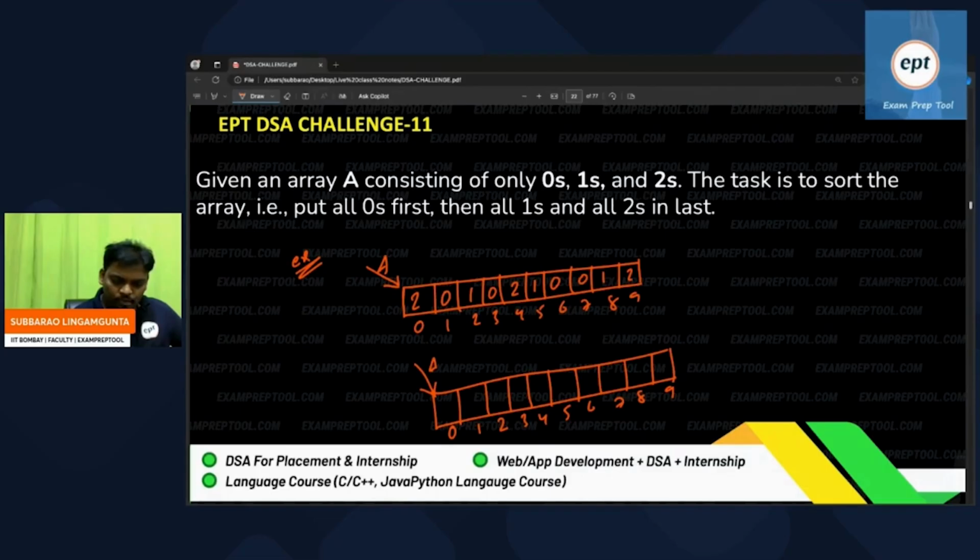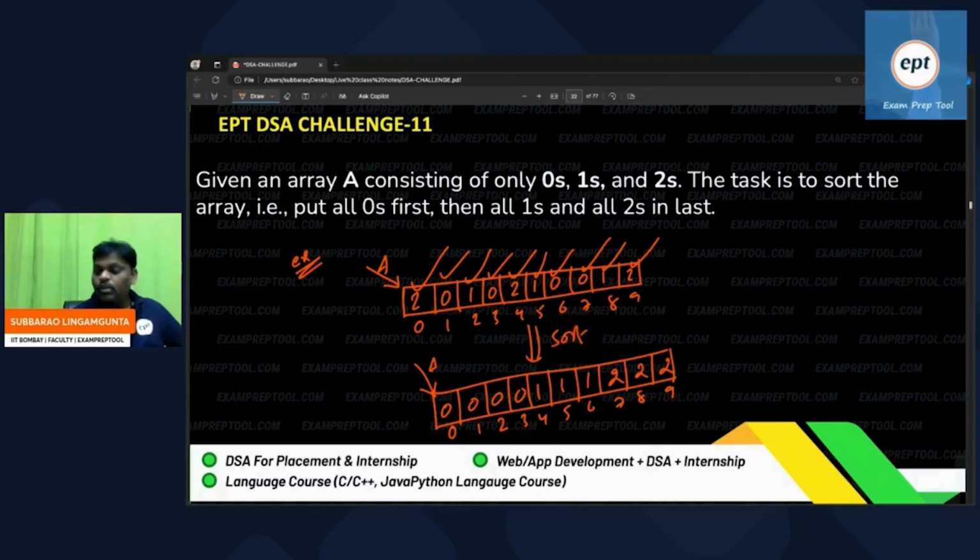So if you sort this array, how many zeros are there? 4 zeros. How many ones are there? 3 ones. How many twos are there? 2 twos. Right, like this. So simply sort, this is the answer. So what is the answer for this?